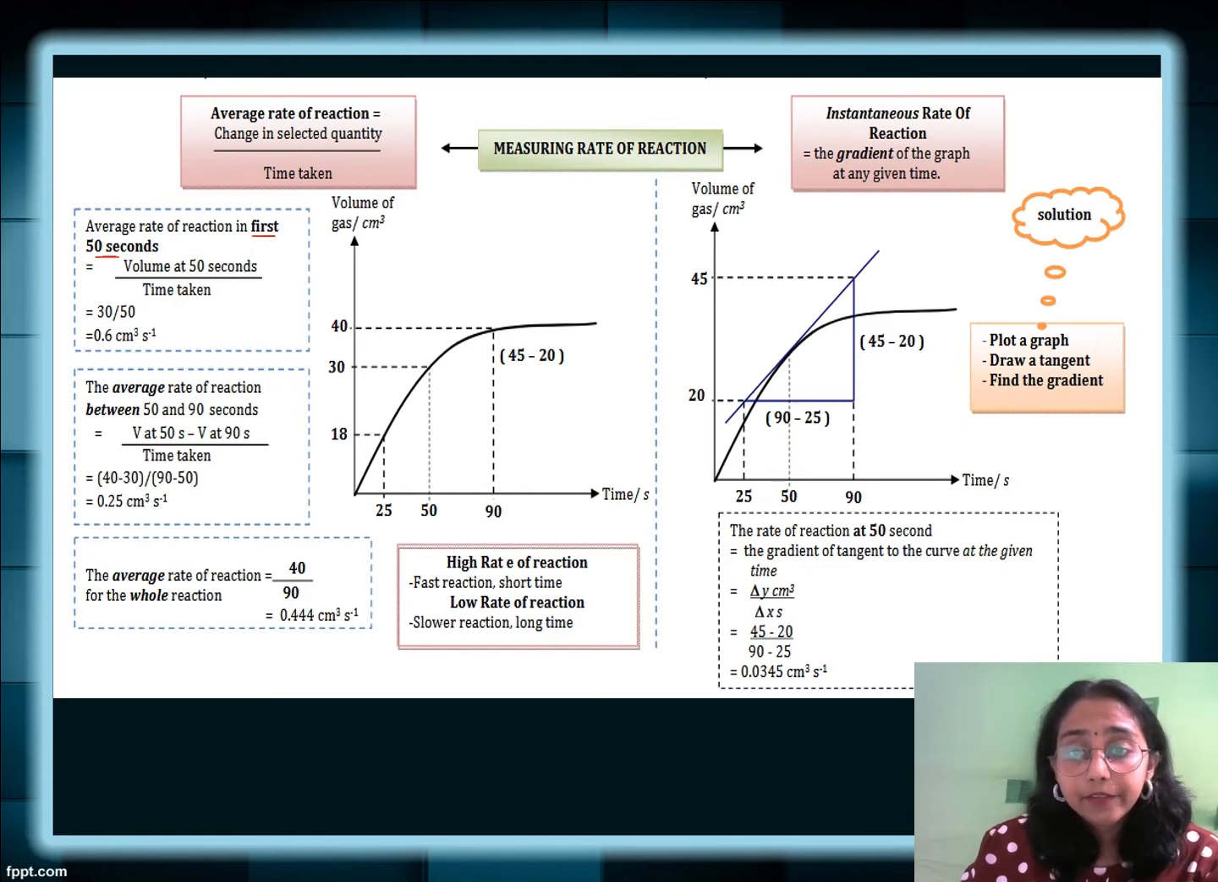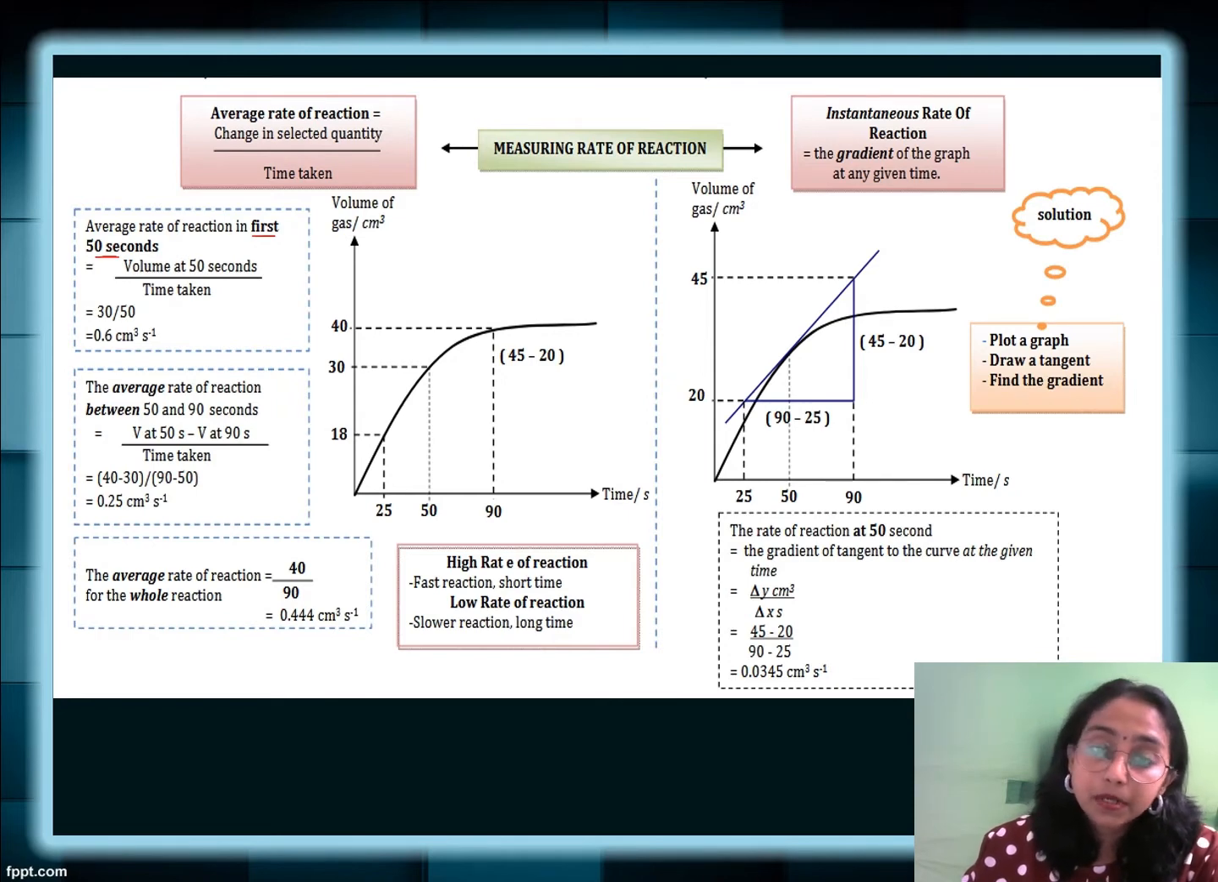And then the average rate of reaction between 50 and 90 seconds. Here they have given you a timeline for you to calculate the average rate of reaction, which is 50 to 90. Go and see the highest volume collected for 90 seconds, which is 40 cm cube, whereas for 50 seconds, the volume of gas collected is 30 cm cube. So what's the difference in the volume of gas collected? 40 minus 30, divided by the timeline, which is 90 minus 50. When you press your calculator, you'll get 0.25 cm cube per second.